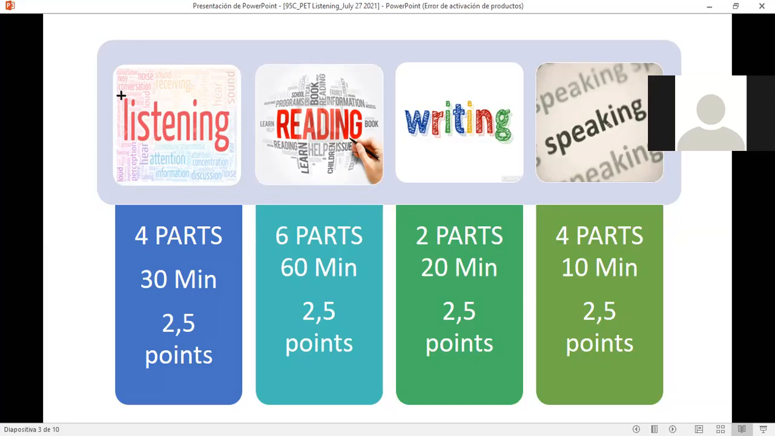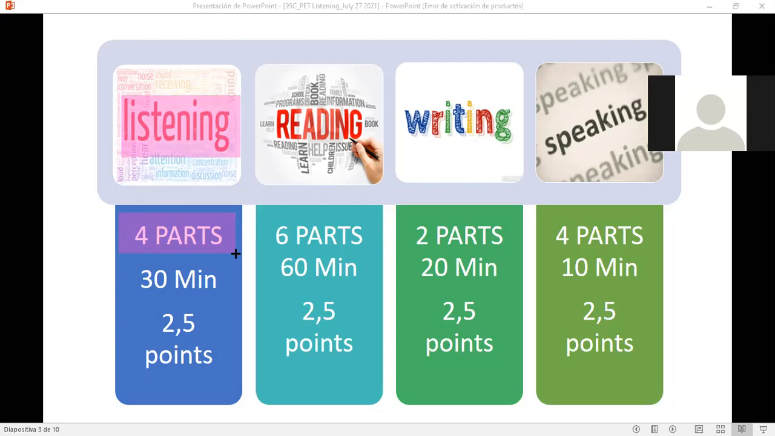Okay, so here we have the 4 skills you're going to have in the test. This test is going to grade your listening, reading, writing, and speaking. In each skill, you're going to have a set of questions or exercises that you will develop in a specific period of time. That means that, for example, in listening, you're going to have 4 parts. I mean, 4 different kinds of exercises.